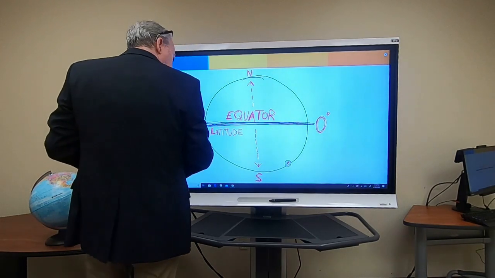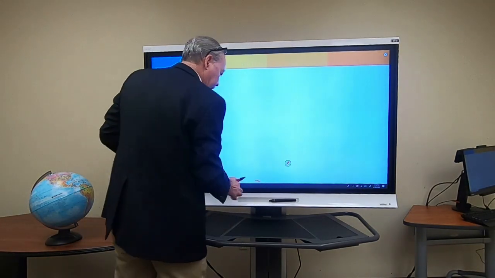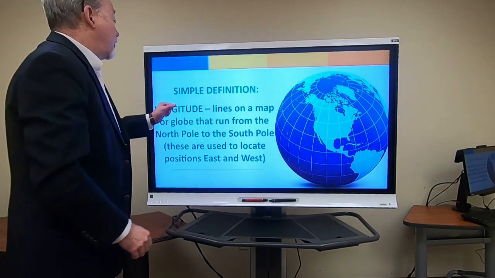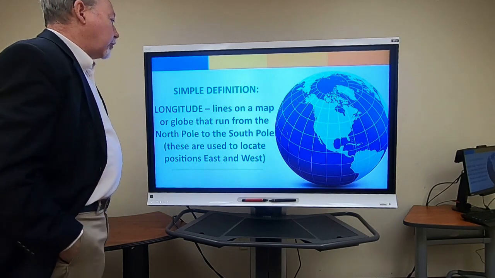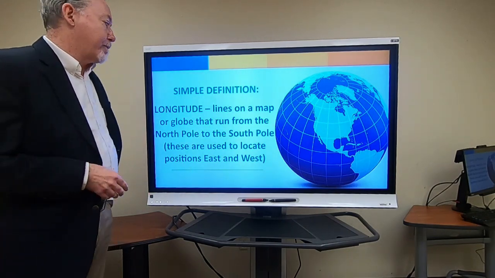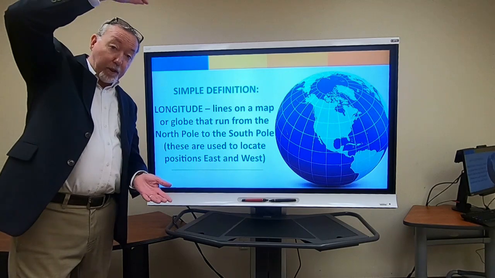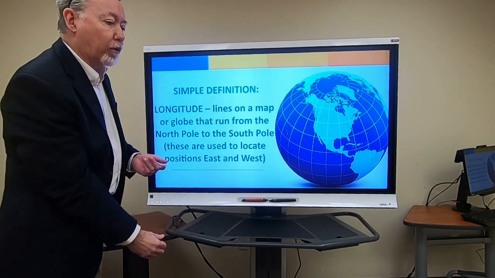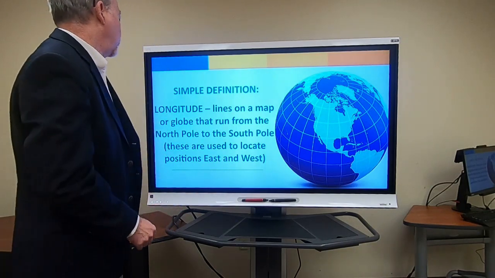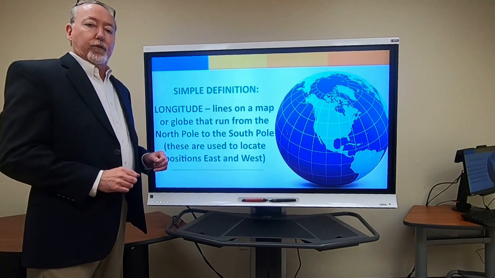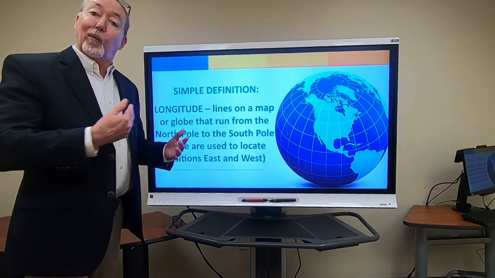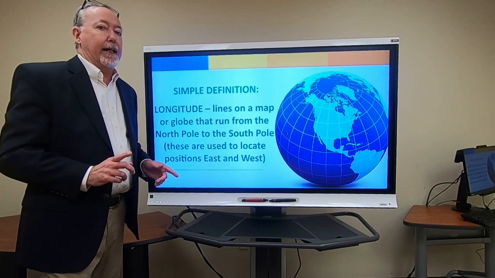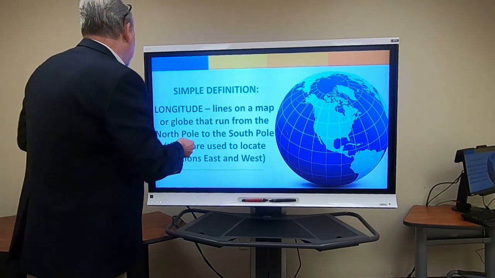All right, let's go ahead. Let me erase this real fast. Now, let's go ahead and go to the next one. Next one are the longitude lines. Longitude lines are those lines on a map or a globe that run all the way from the North Pole down to the South Pole. We always say it's a long way from the North Pole to the South Pole. Longitude. These lines are used to determine how far east or west you've gone. They're different than latitude lines, and I'll explain that in a second.